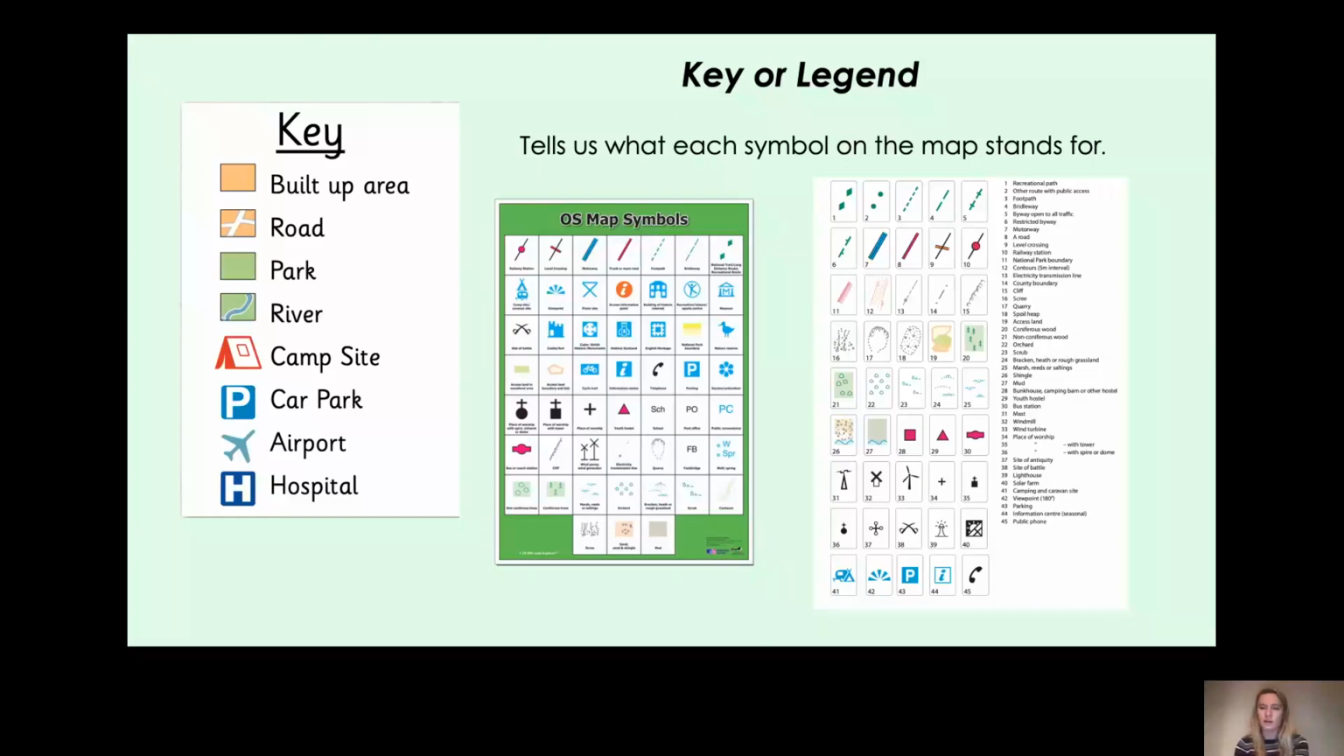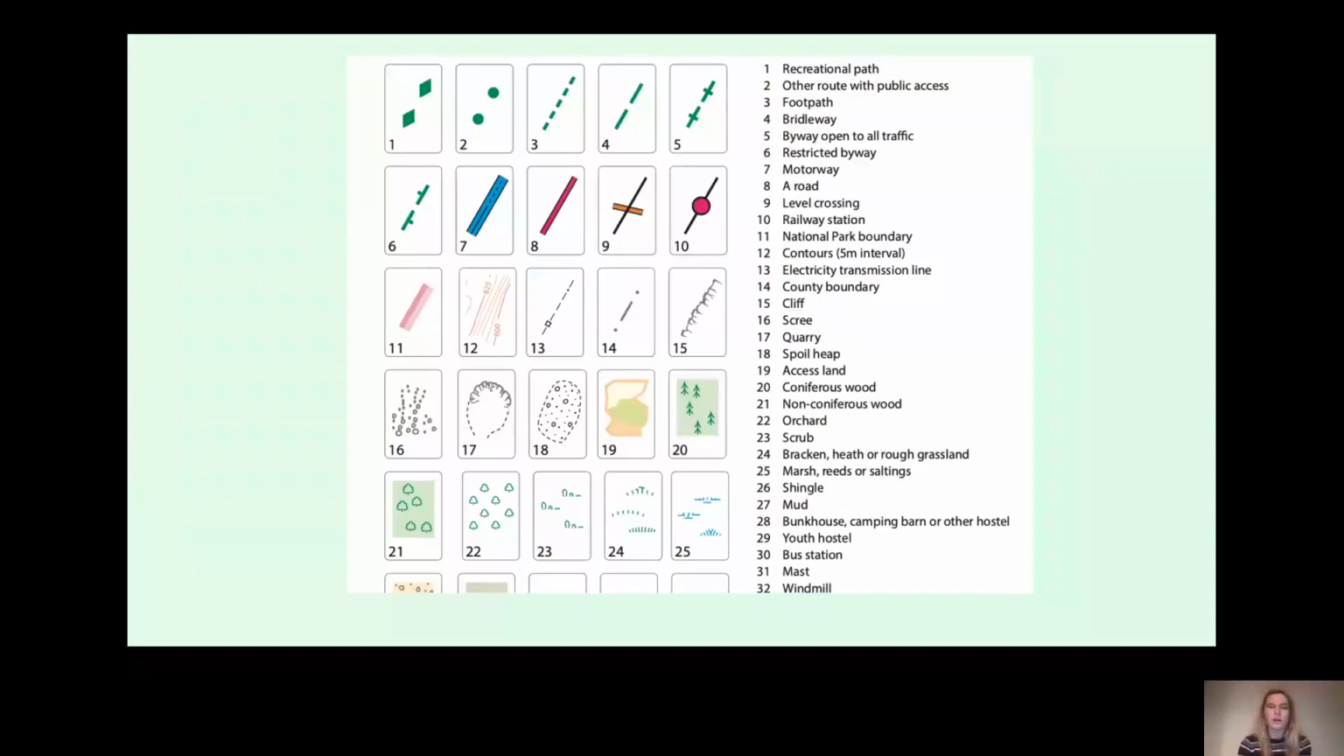Well, if we have a closer look at the next one, each symbol has a number next to it. Can you see? So if we're looking at number 22, okay, we found that symbol on the map. We've now found it on our key, and then we can see it's number 22. So then we'd go across to the long list of numbers and find number 22. And then we'd move our finger along and, it's an orchard. Now we know what one of those is from our reading, don't we? It's where fruit trees are grown. So that's how you'd use an Ordnance Survey map key.